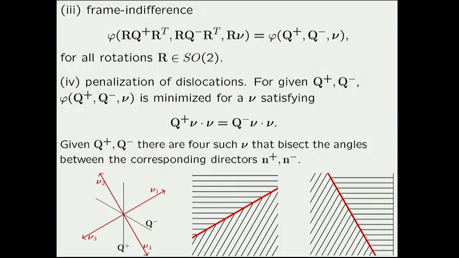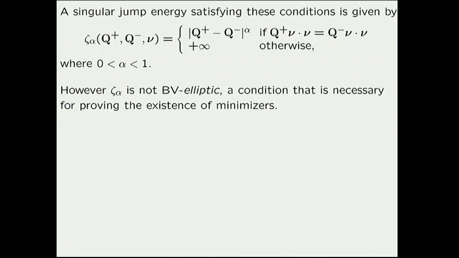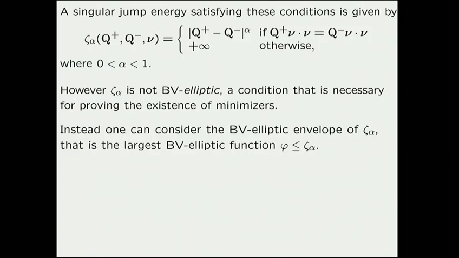Here's a singular jump energy satisfying these conditions. Namely, it's the norm of Q plus minus Q minus to the power alpha, strictly between 0 and 1, if Q plus nu dot nu is Q minus nu dot nu, and is plus infinity otherwise. Now, could we use that? Well, unfortunately not, because it's not what is called BV elliptic. BV ellipticity is sort of the analog of quasi-convexity in this theory, and it's a condition that's essentially necessary, and to some extent sufficient, for proving the existence of minimizers.